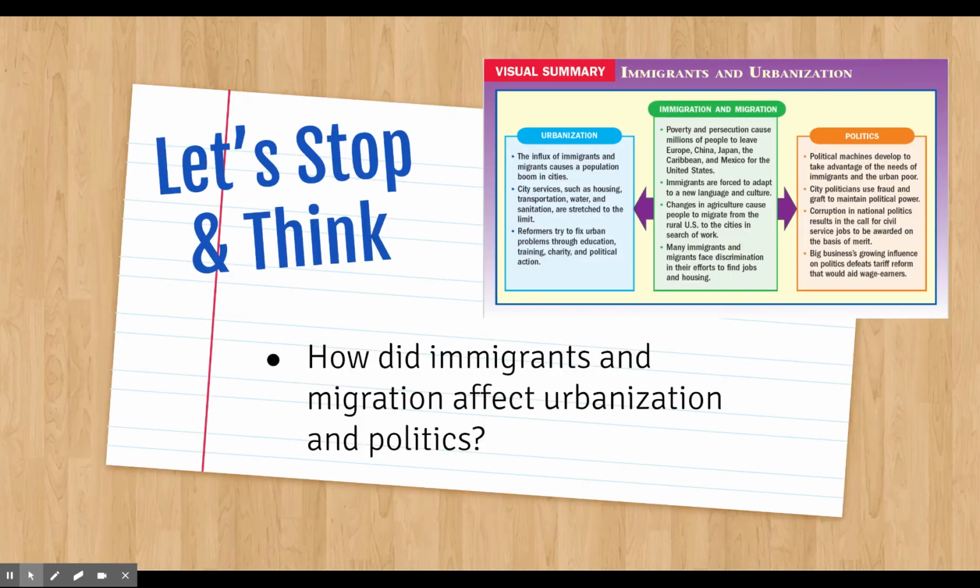So let's stop and think. How did immigrants and migration affect urbanization? So this is a great chart. You have all of these people moving to the city trying to gain new opportunities, new work, jobs. And so that then leads to urbanization. You have growth of cities, you have city services stretched to their limit, you begin to see reformers trying to fix these urban problems. And on the flip side, with politics, you begin to see politicians using this rapid growth of cities to their advantage in a corrupt way. And then we will talk about ways in which politics began to be reformed in this era later on.